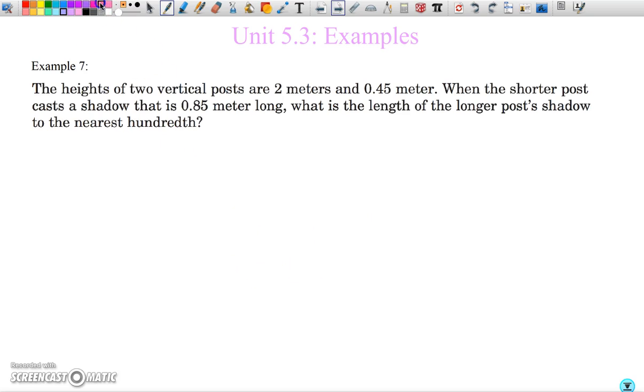All right, now our final example here is mainly just because you claim to hate word problems, and they're really not that bad. You just need to learn how to take out the things that you need and ignore everything else. So we have two vertical posts, 2 meters, and then 0.45 meter. So I'm going to make a vertical post, vertical-ish, and then a smaller one that is 0.45. All right, the shorter post casts a shadow, so this is going to be the post here, and then this is going to be the shadow. Okay, so the shadow. And the shadow is 0.85 meters long.